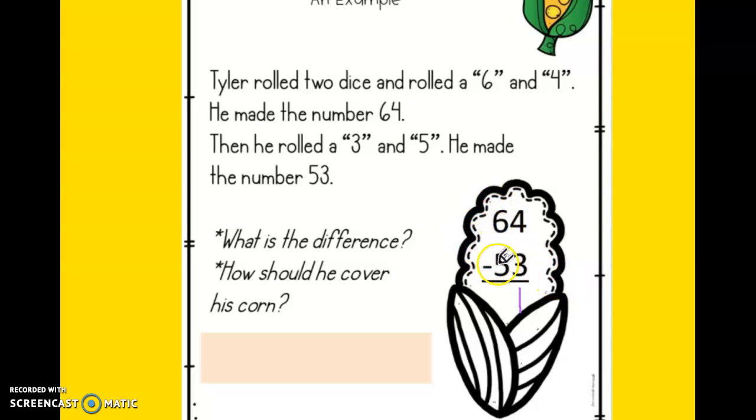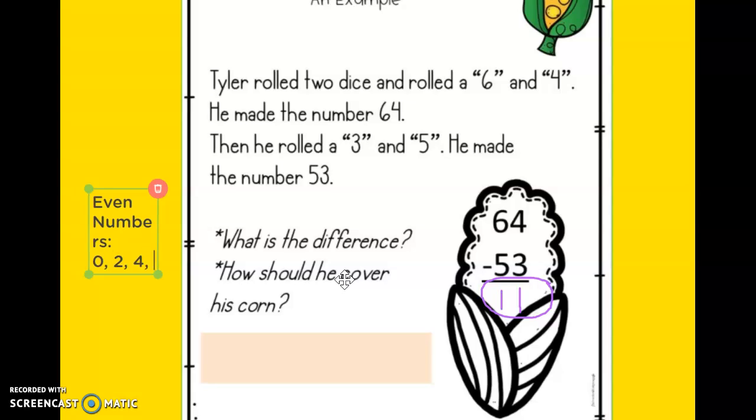6 minus 5. The difference is 1. We did not have to borrow in this example. So the difference is 11. Then I need to decide, is 11 an even or an odd number? So remember, even numbers end in a 0, 2, 4, 6, or 8. And an odd number ends in a 1, 3, 5, 7, or 9.